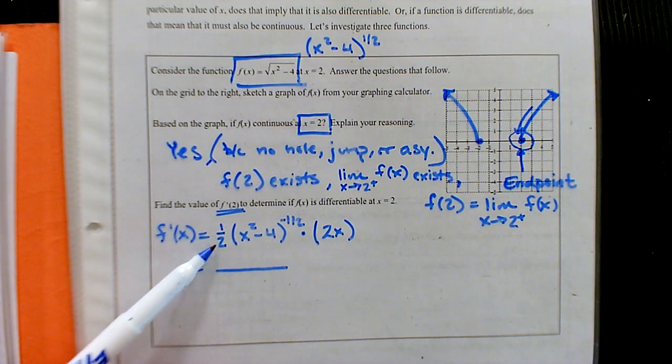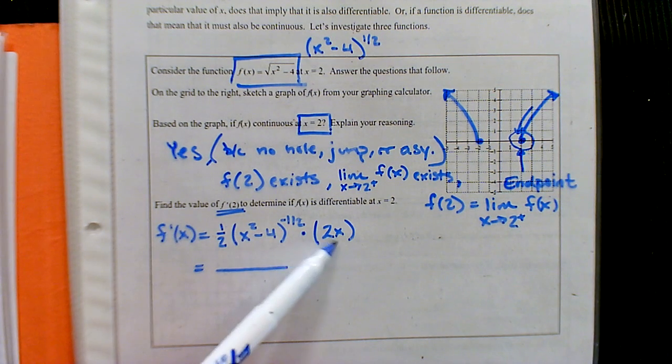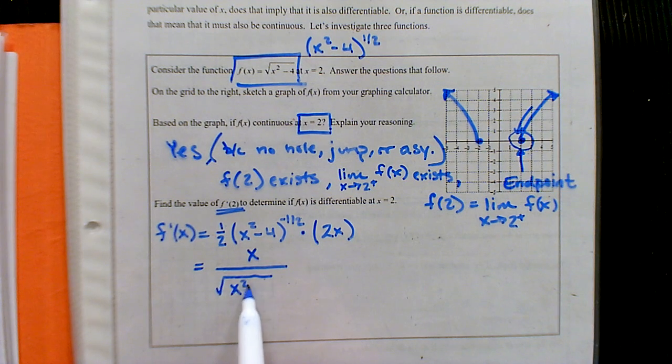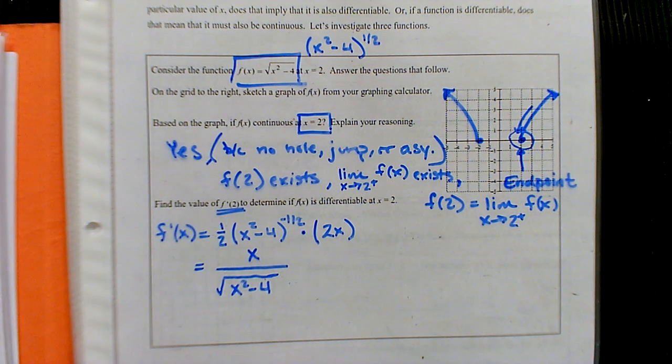We have 1/2 times eventually a 2x. So the 1/2 and the 2 would cancel each other out, and we're just left with an x to the first, which would just be x. And then the x squared minus 4 all has a negative power to it, so that would move to the bottom. And you could change that 1/2 power back to a root if you wanted to. So there's our cleaned up chain rule derivative.